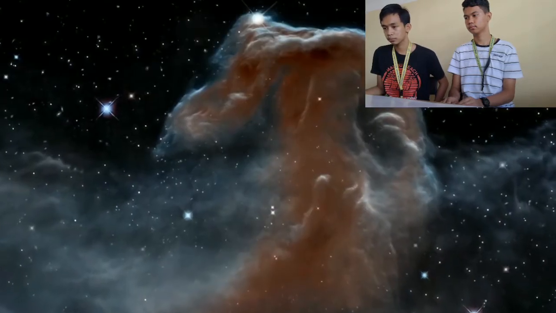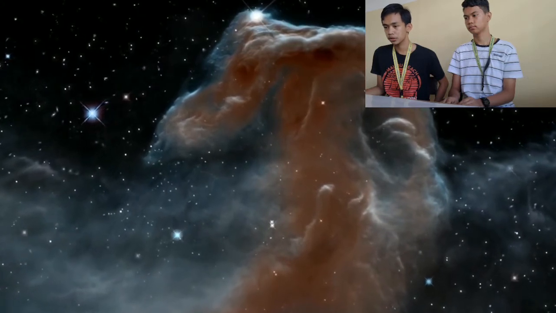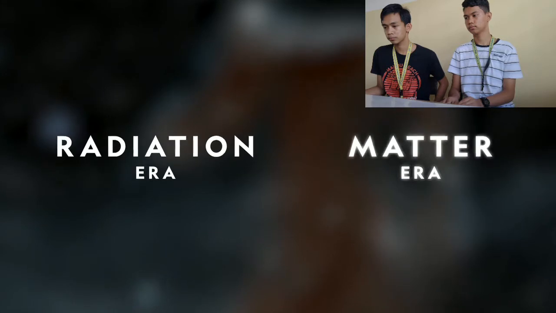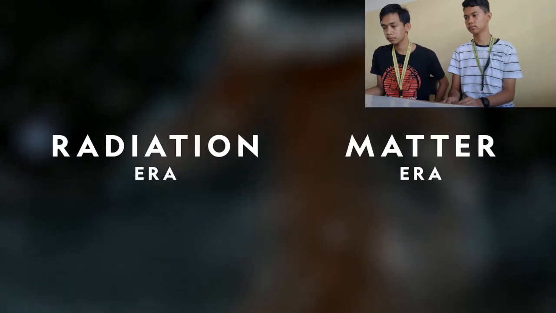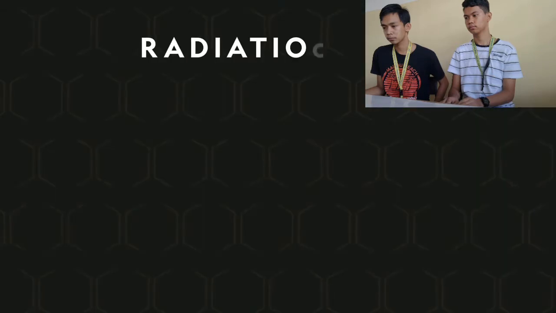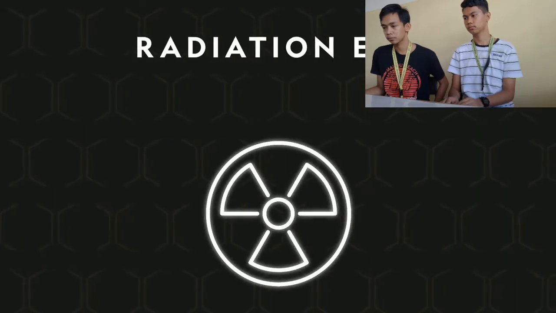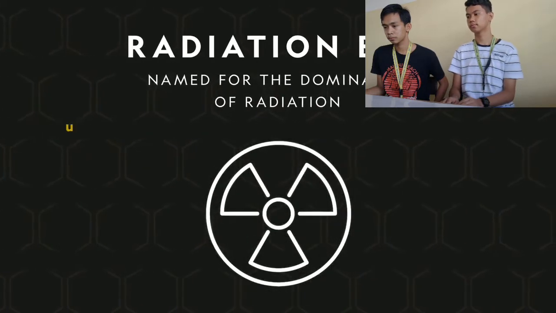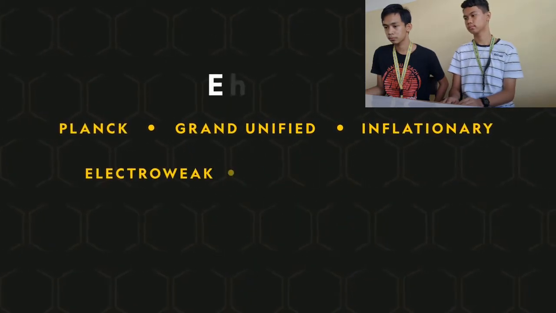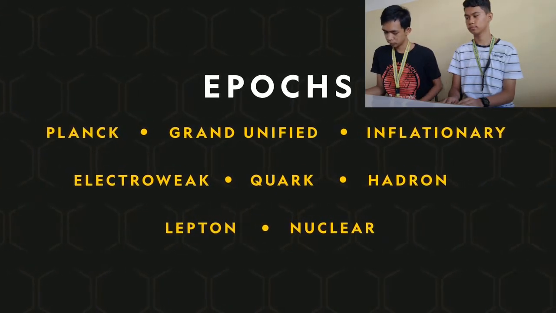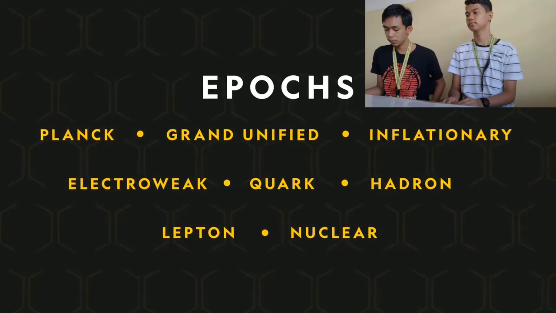What happened next were two major stages of the universe's evolution. Called the radiation and matter eras, they're defined by key events that helped shape the universe. First came the radiation era, named for the dominance of radiation right after the Big Bang. This era is made of smaller stages, called epochs, that occurred within the universe's first tens of thousands of years.